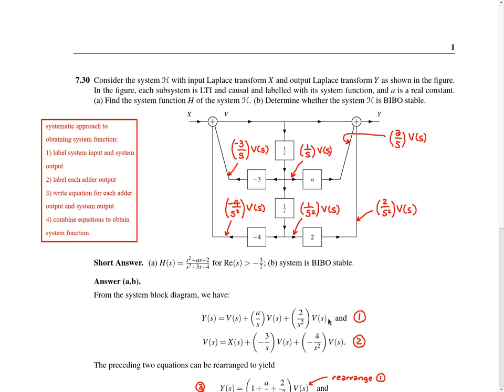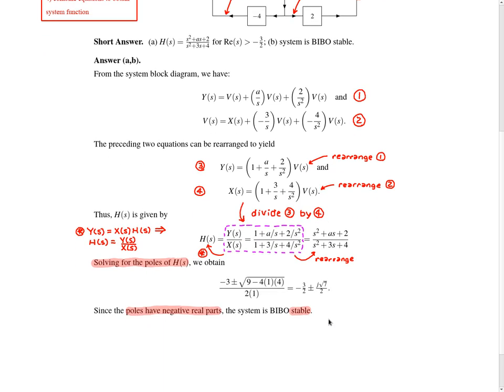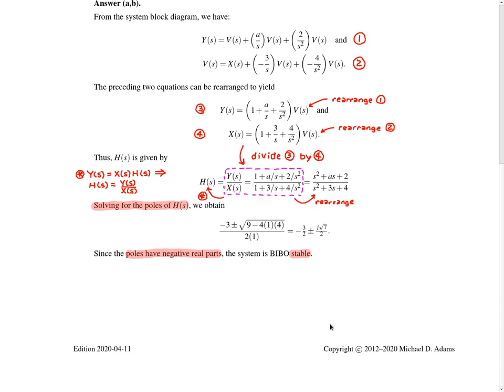Since the rightmost adder output is also the output of the system, we've already written an equation for the system output, namely equation 1. So we've completed the third step in our systematic approach to the problem. At this point, I'm going to pause in order to scroll the example upwards so that we can see the remainder of the solution. Now we continue from where we had left off. Recall that we had just finished deriving equations 1 and 2, in other words, these equations here.